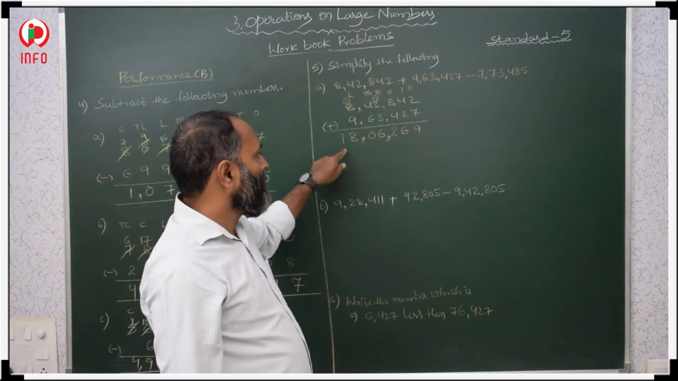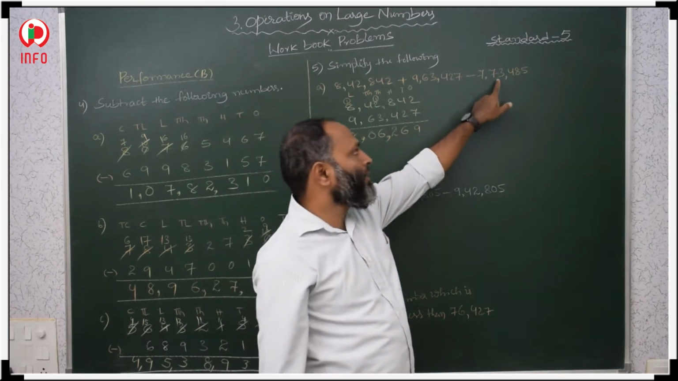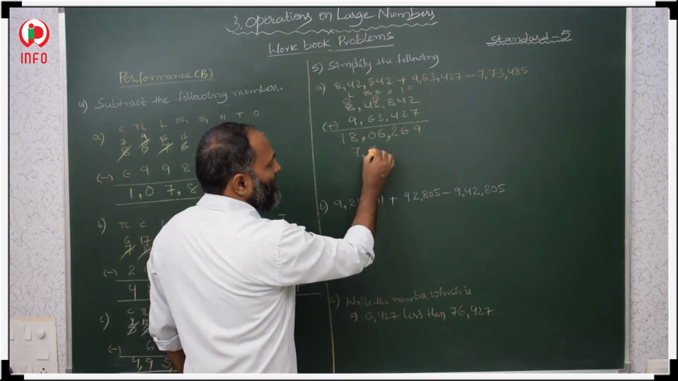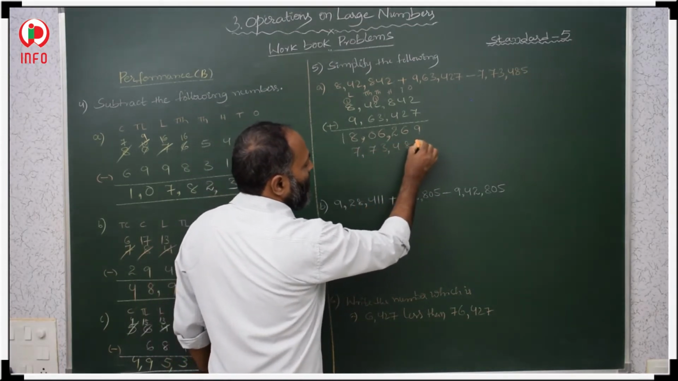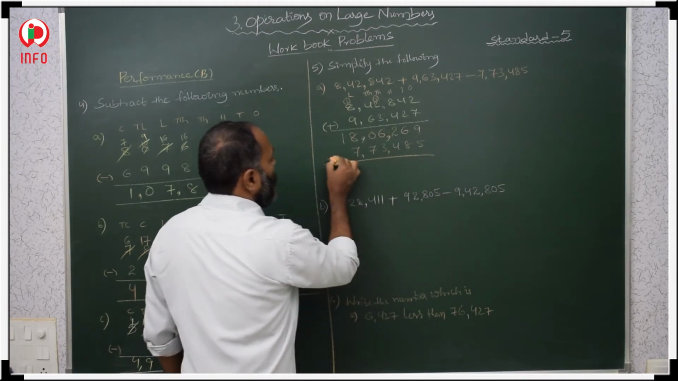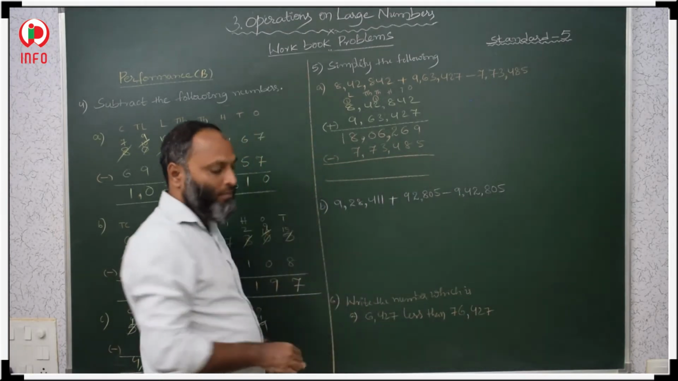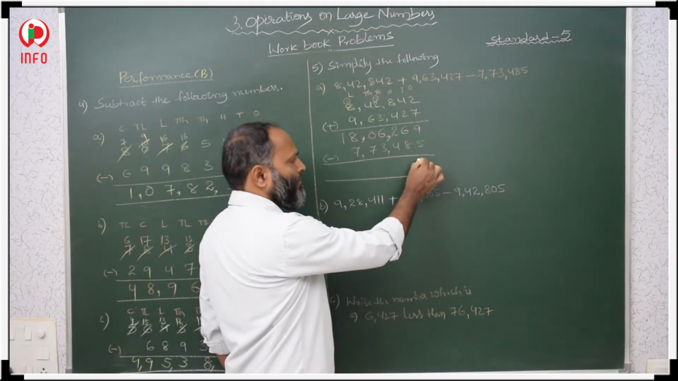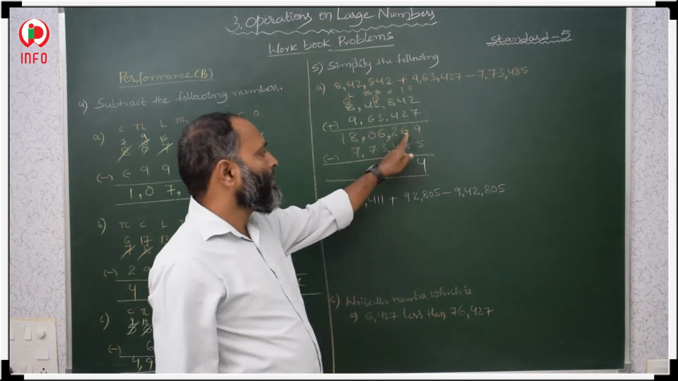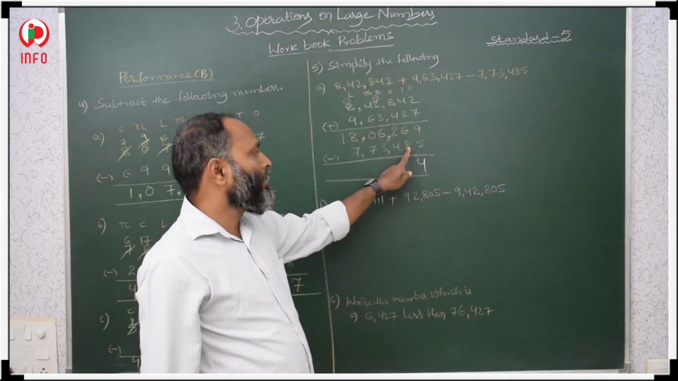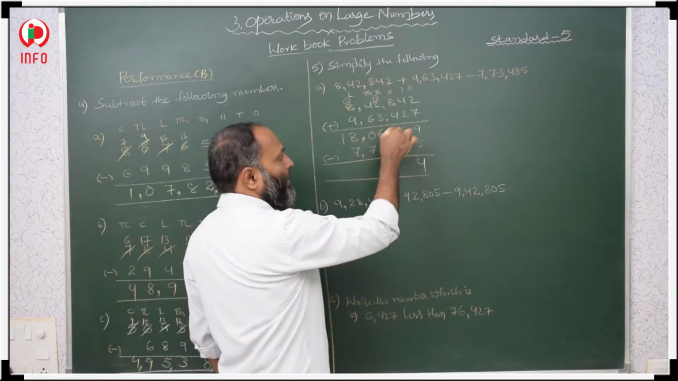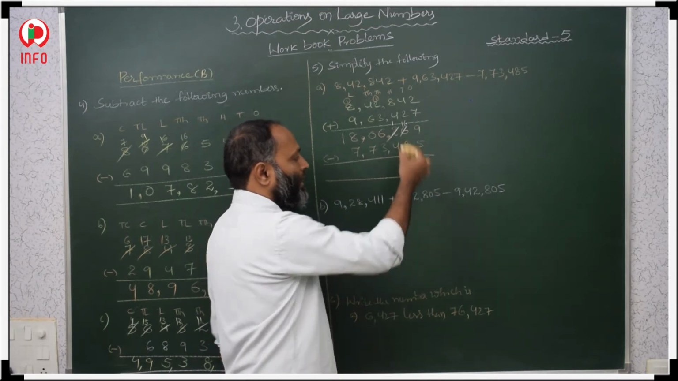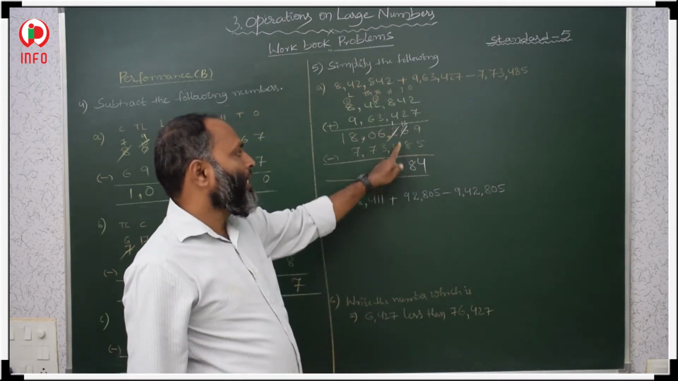From this sum, we have to minus this one. So what is the third one? 7 lakhs 73,485. We have to minus this. Then 9 minus 5 is 4. This minuend is lesser than the subtrahend. Then borrow. It will decrease by 1, it will increase by 10. 16 minus 8, 8. 1 minus 4, minuend is less.